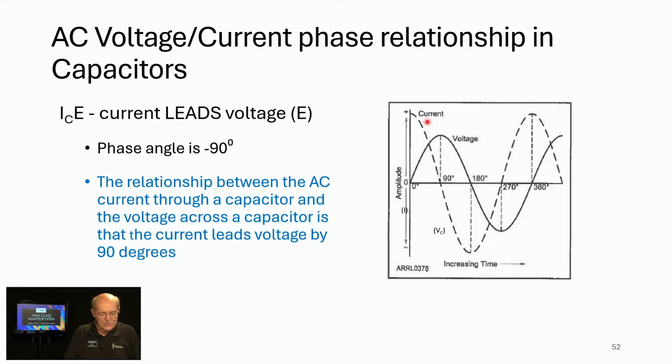So here's our current. 90 degrees later, the voltage is at its peak. And that goes on and on and on. A little bit mysterious to understand, but the reason it's happening is because there's a certain amount, I'll call it inertia. It takes a while for the current to catch up to the voltage.